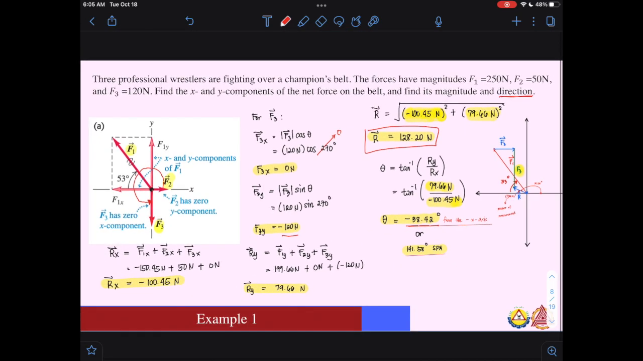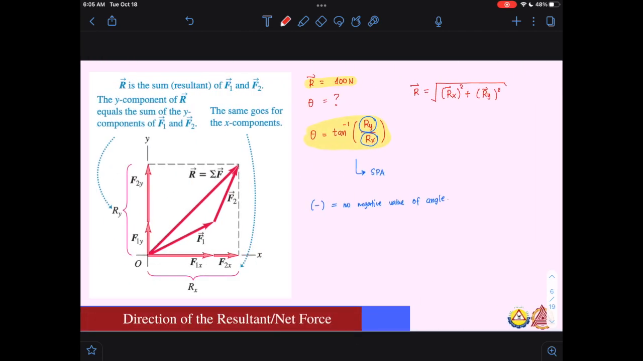So I know this is just one example, because it's very easy to get the direction. You just have to remember this one: the direction theta of the resultant vector is just the tangent inverse of Ry over Rx. So as long as you perform everything that we have learned from the previous months on how to solve for the resultant vector, just plug in on your calculator tan inverse of Ry over Rx, and you will get the angle theta of the resultant vector.